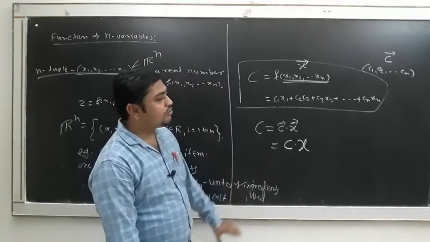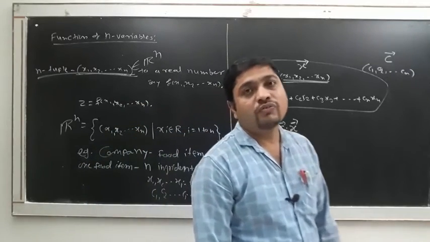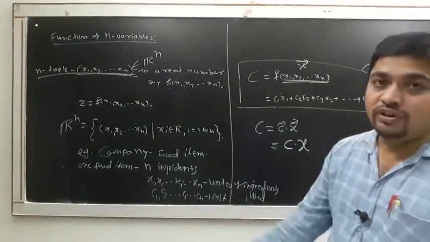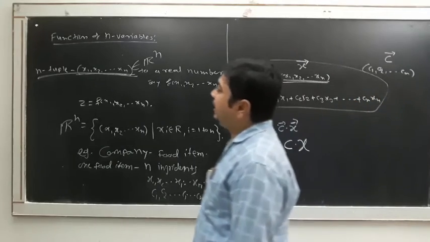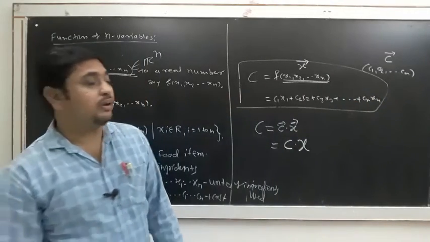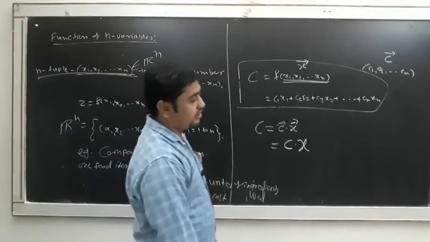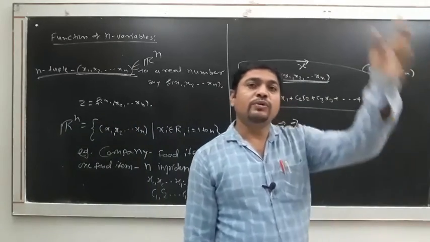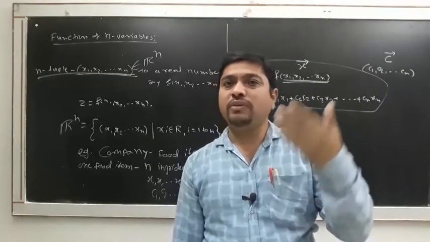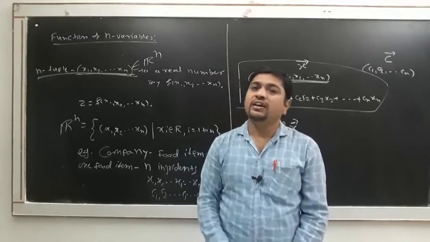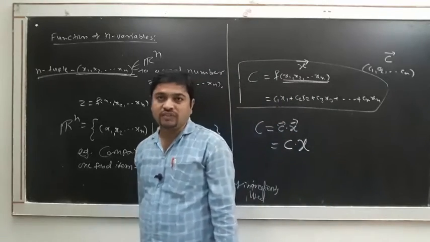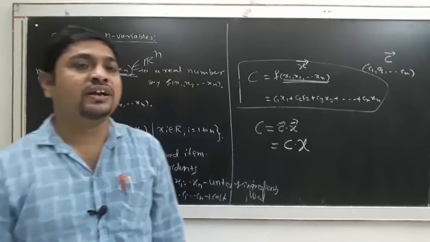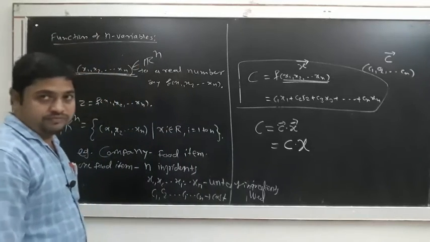Similarly, there are more than n variable functions also. So n you can take any. So you are getting so many functions. n is equal to 1 variable, n is equal to 2, 3, 4, 5. You are getting the 2 variable function, 3 variable function, 4 variable function and 5 variable function and so on.